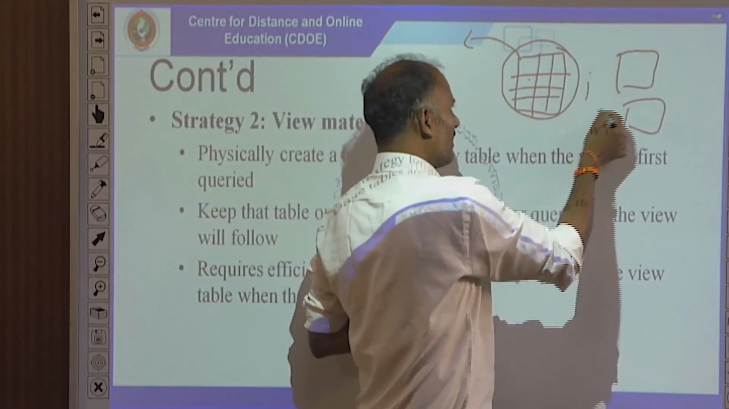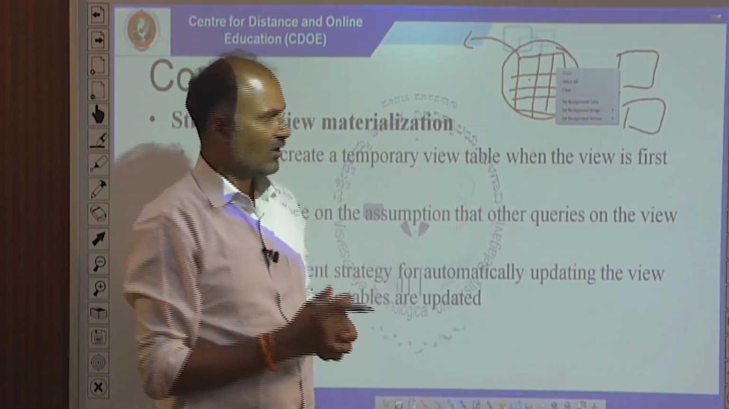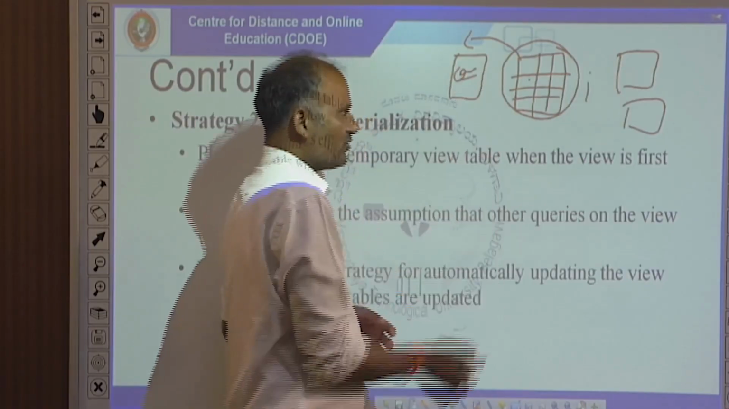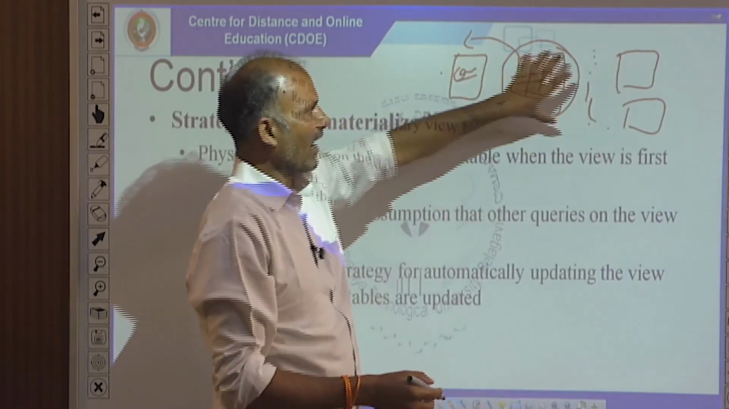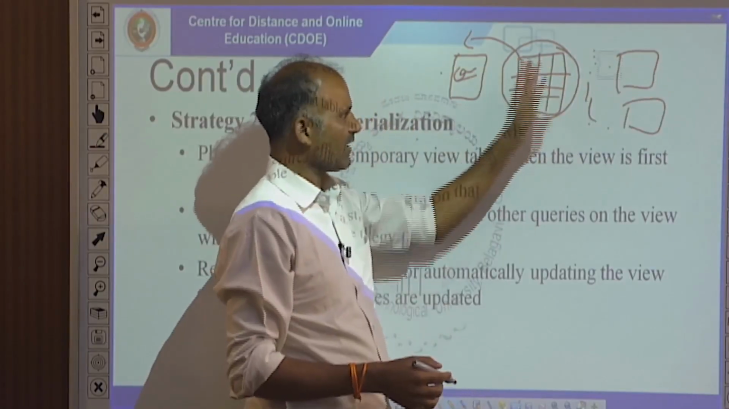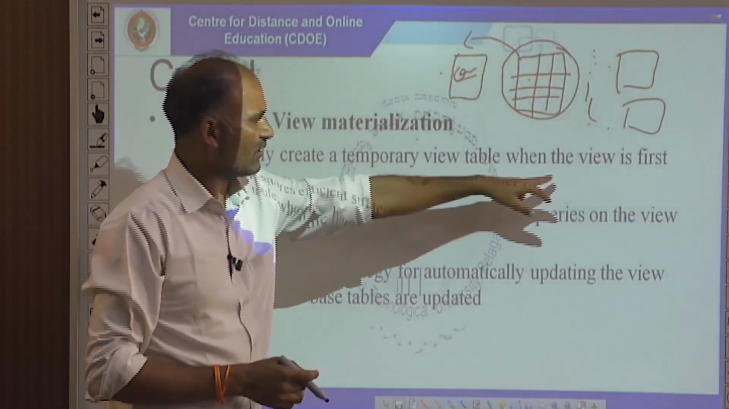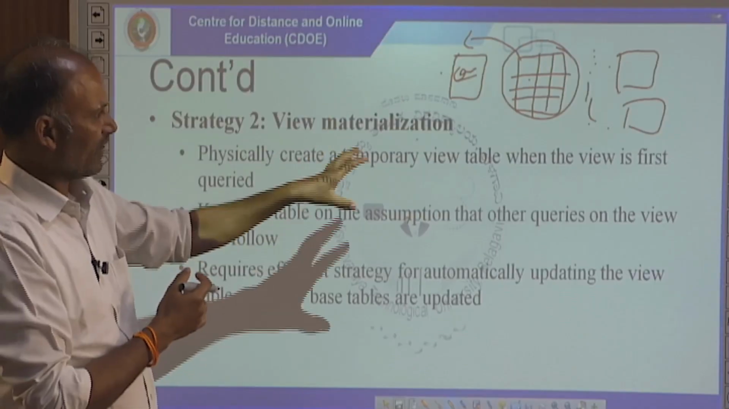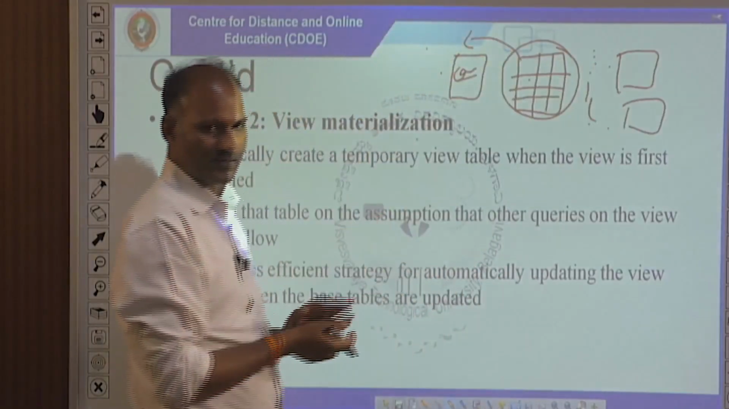I don't have to write the query again, execute it, populate it and then refer to it. I don't want that to happen. So should I store the result in some portion, say cache memory? I will store it in cache memory. Now, whenever I refer to this result, I will not execute the query again; I will just refer to it and get the data. That is called materialization. Physically create a temporary view table when the view is first queried, and place it as a part of cache.